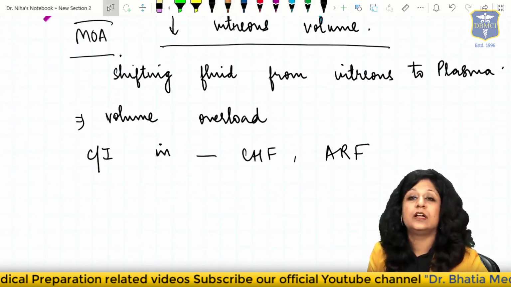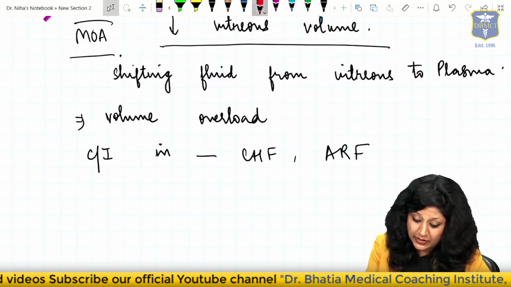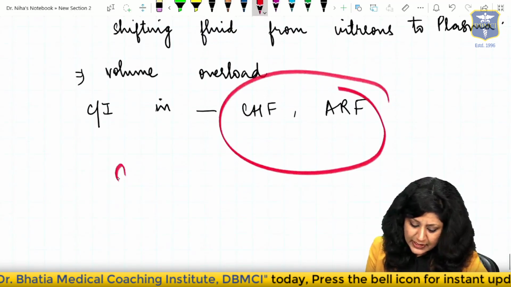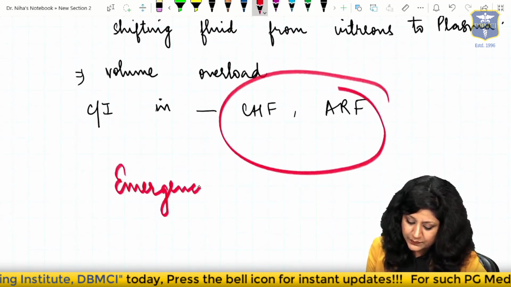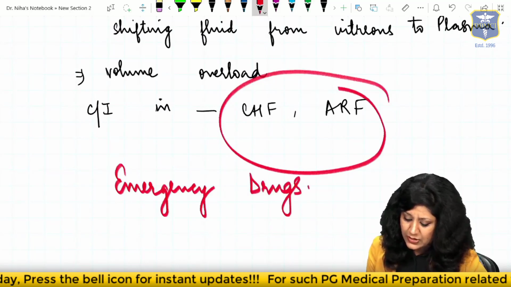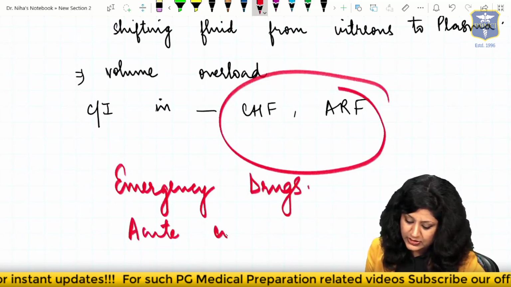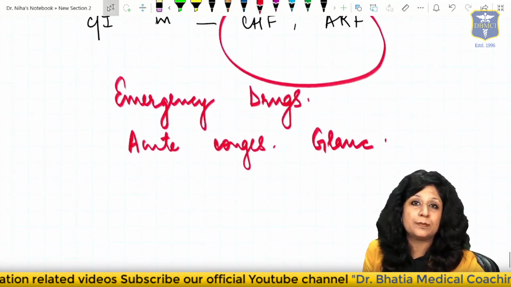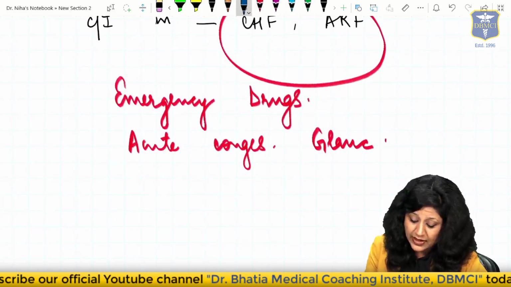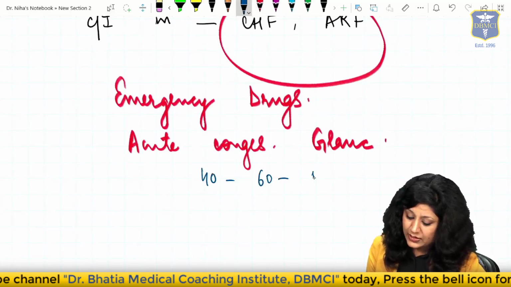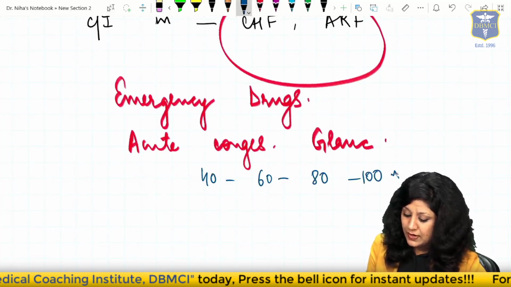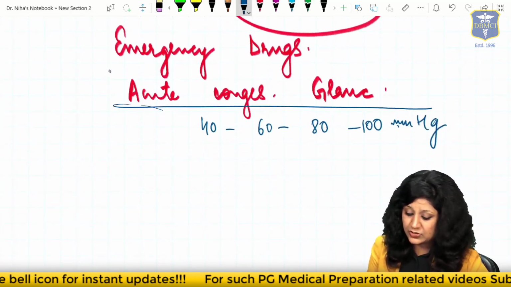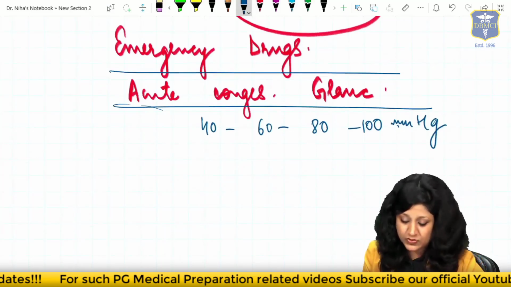We should not give these drugs because the patient may be treated for glaucoma, but he may die of congestive heart failure or acute renal failure. So, basically these drugs are used as emergency drugs whenever we have acute congestive glaucoma, where the pressure is very high, like 40 or 60 or 80 or even sometimes more than 100 mm of mercury, and we want to decrease the intraocular pressure at the earliest. Then you can give these drugs.